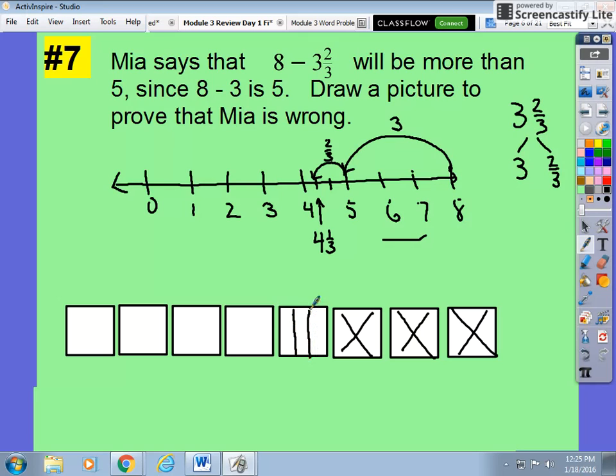Remember, I want to keep my pieces as close to the same size as I can. And I still need to subtract 2/3 of them. And there, in this model, I showed that I had 4 and 1/3 left. And I can show that I've subtracted 3 and 2/3. Minus 3 minus 2/3. Super. So there are 2 models that would prove that Mia was wrong.